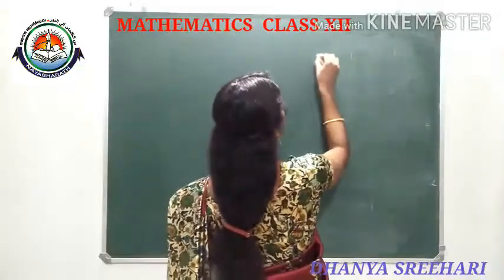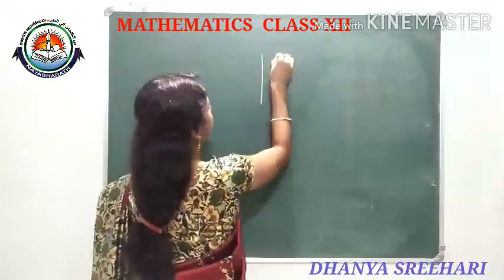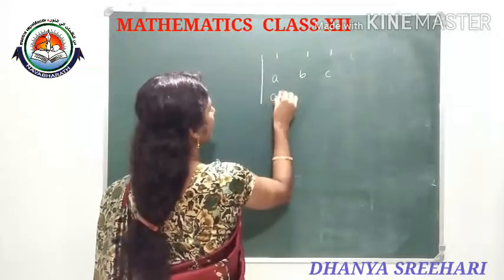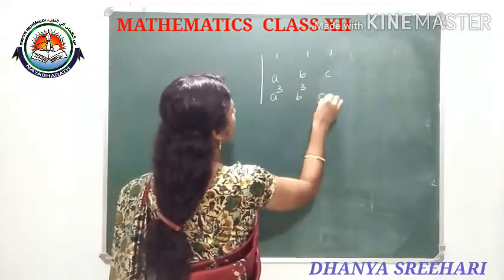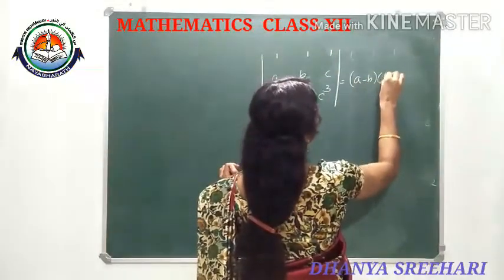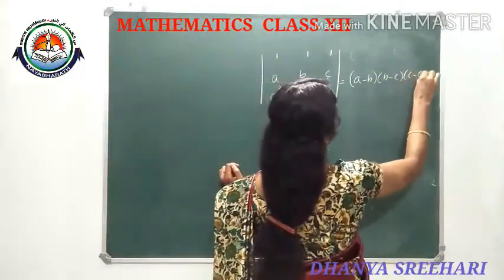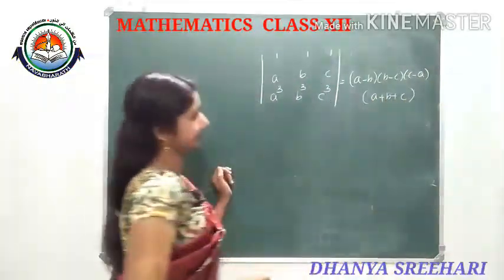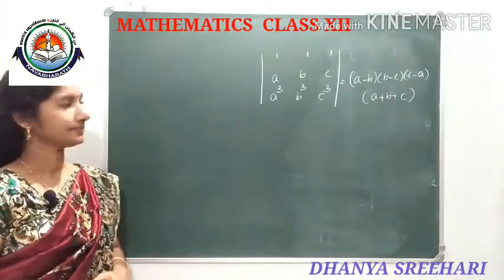Prove that the determinant with rows 1 1 1, a b c, a cube b cube c cube is equal to (a minus b) into (b minus c) into (c minus a) into (a plus b plus c). Okay.